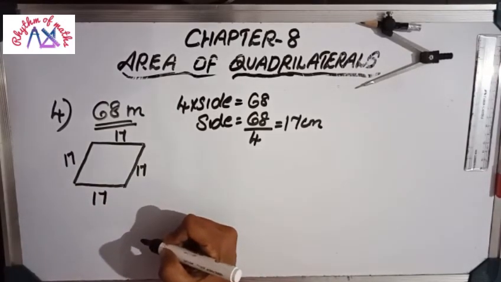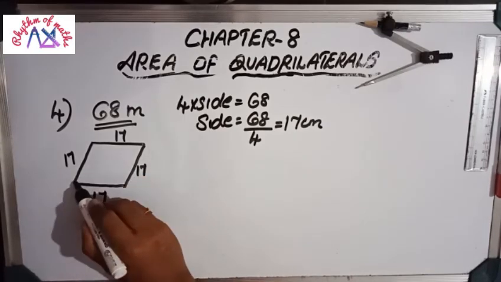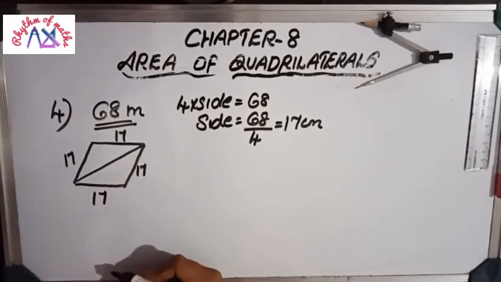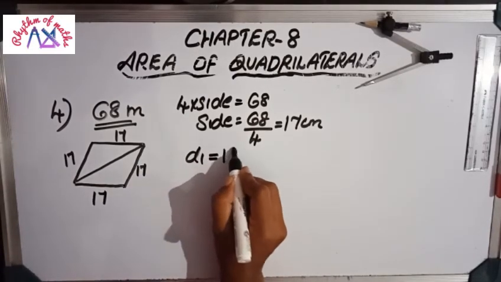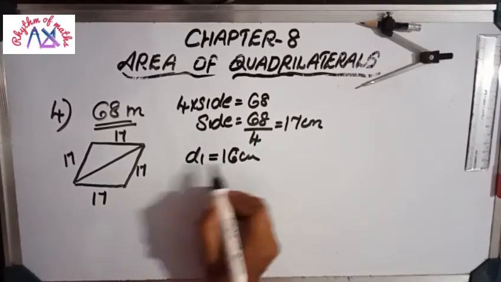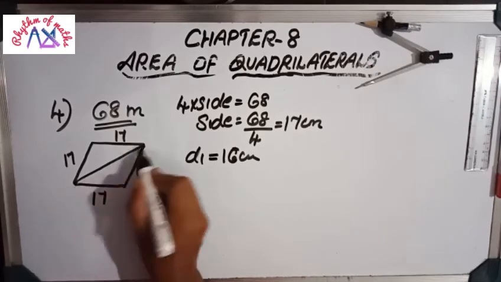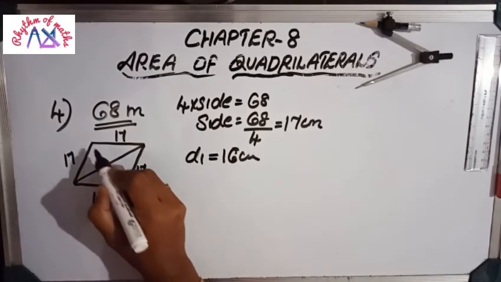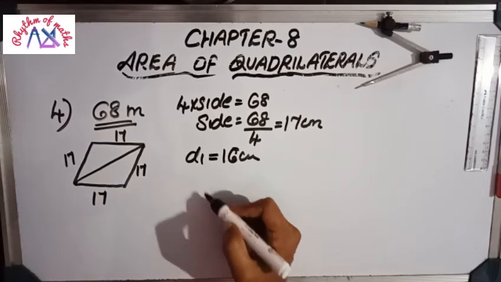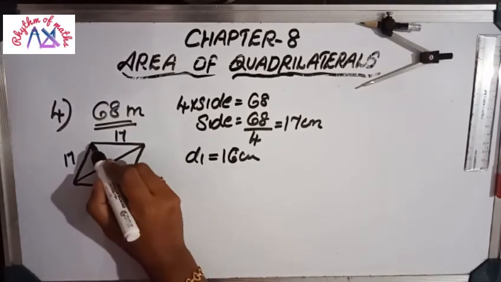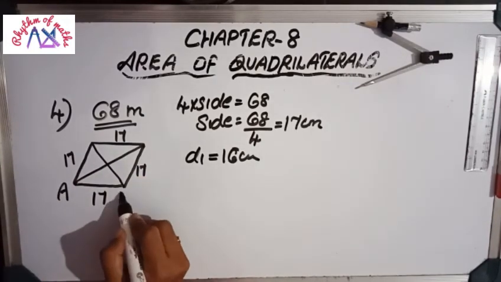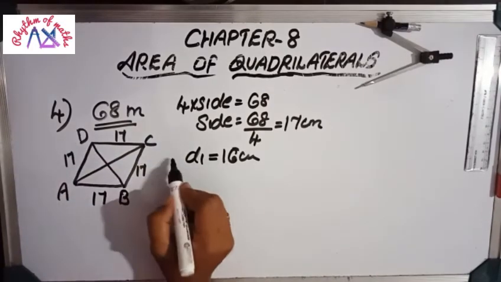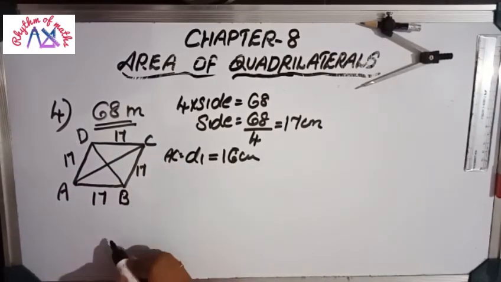Next it is given that the distance between two opposite corners, that is the diagonal, first diagonal measurement is given as 16 centimeter. Okay, from one corner to the next corner distance is 16. Now the sub question is, what is the distance between the second two corners? That means the second diagonal is the question. So let's mark the points as A, B, C, D. Diagonal AC, D1, is given 16 centimeter. Second diagonal DB we need to find.